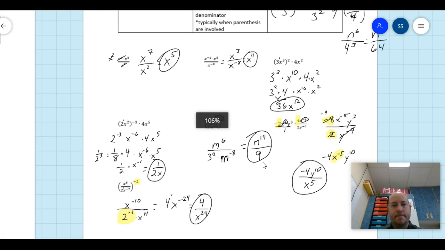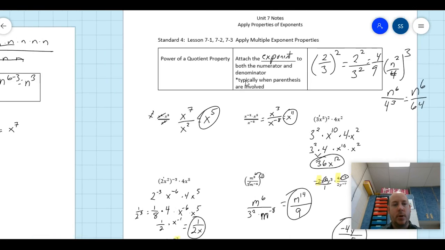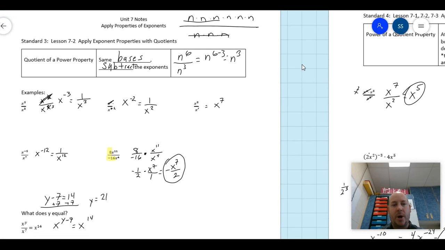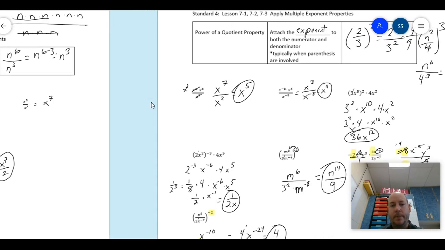Okay? So again, following those exponent rules, power of a quotient, right? The idea that quotient of a power property we subtract, right? When we're multiplying, we add. Power of a power we multiply. Okay?